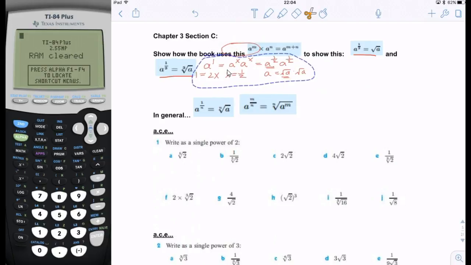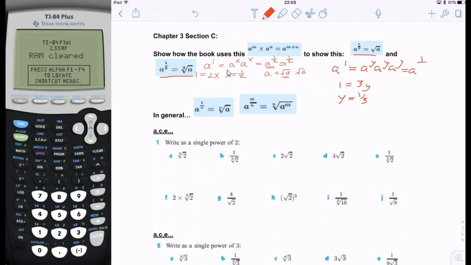Okay, we can do the same thing. We can say a to the first is equal to a to the y times a to the y times a to the y, and in this case, 1 is equal to y plus y plus y, which is equal to 3y. So y is equal to 1/3, right? So actually, a to the first is equal to a to the 1/3 times a to the 1/3 times a to the 1/3.